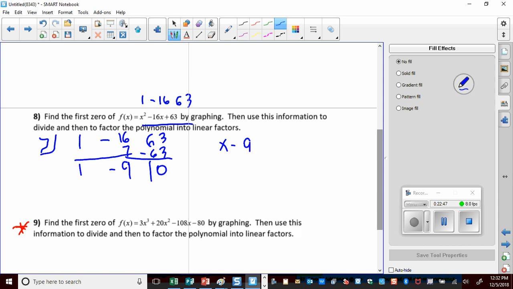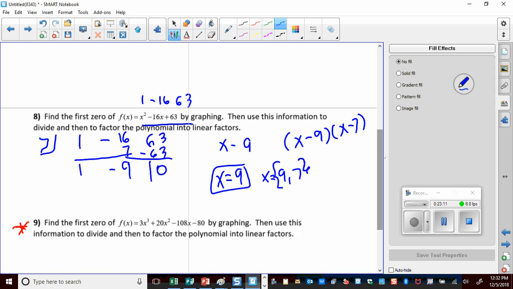This is a factor, but x equals 9 is a 0. So I have two zeros. I have x equals 9 and x equals 7. And my factor form will be x minus 9 times x minus 7. So basically, the thing I want you to do for number 9 is to get the solutions and get the factor form of this equation. All right? Use your graphing calculator. Just scroll up or down until you find the first 0, and you're done.